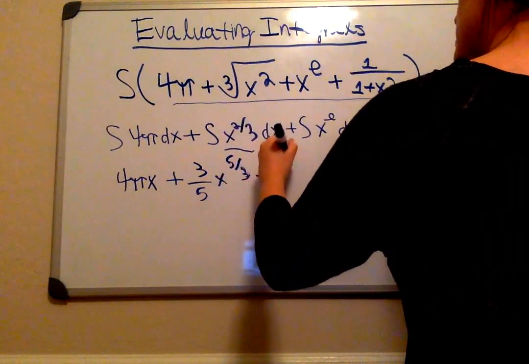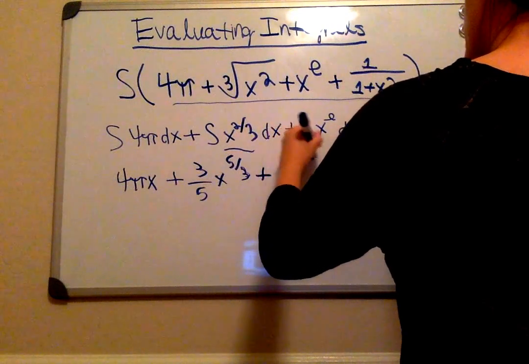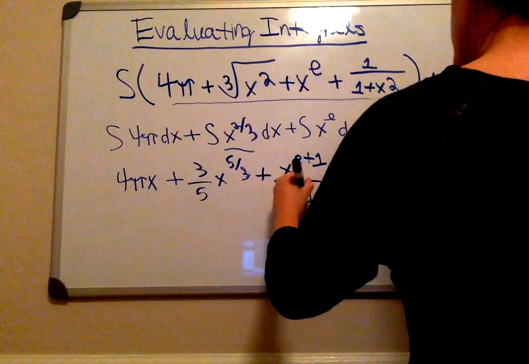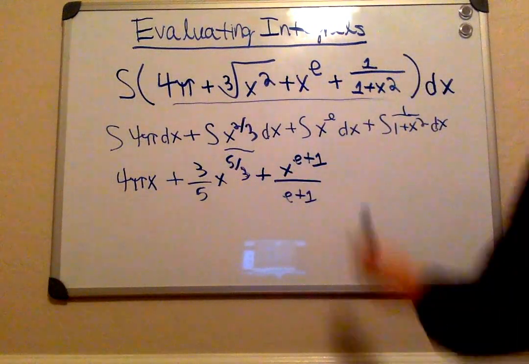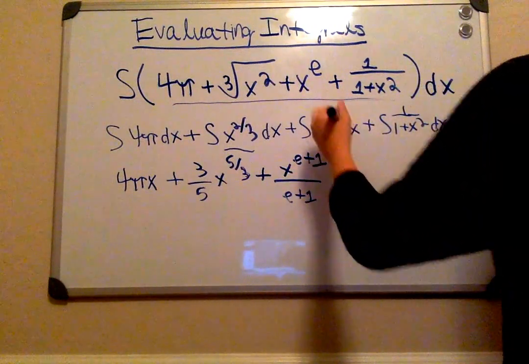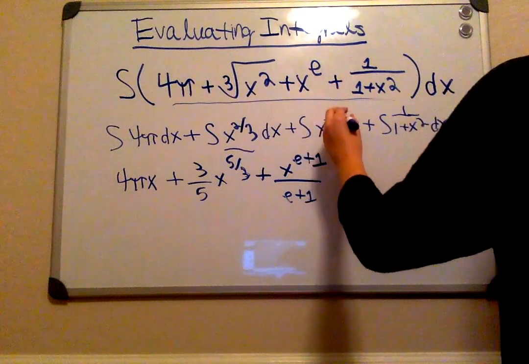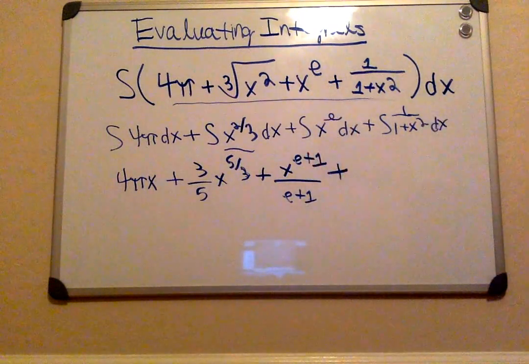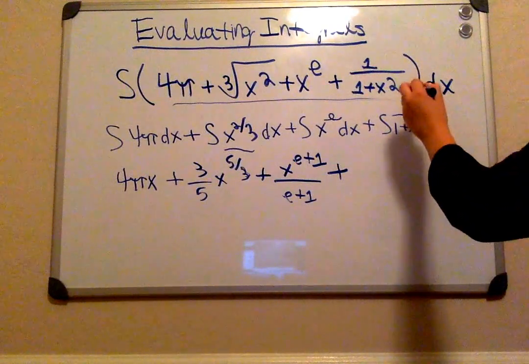Plus x to the e plus 1 over e plus 1. You see, this is another exponent with an x. So you just add 1 to this exponent and then add the total to the denominator again. And now this, 1 over 1 plus x squared. Are you familiar with this at all?